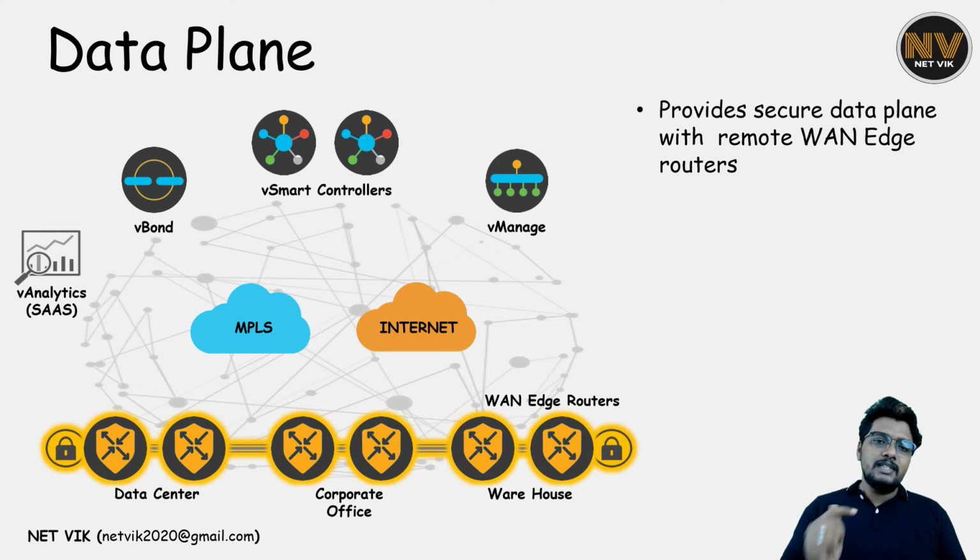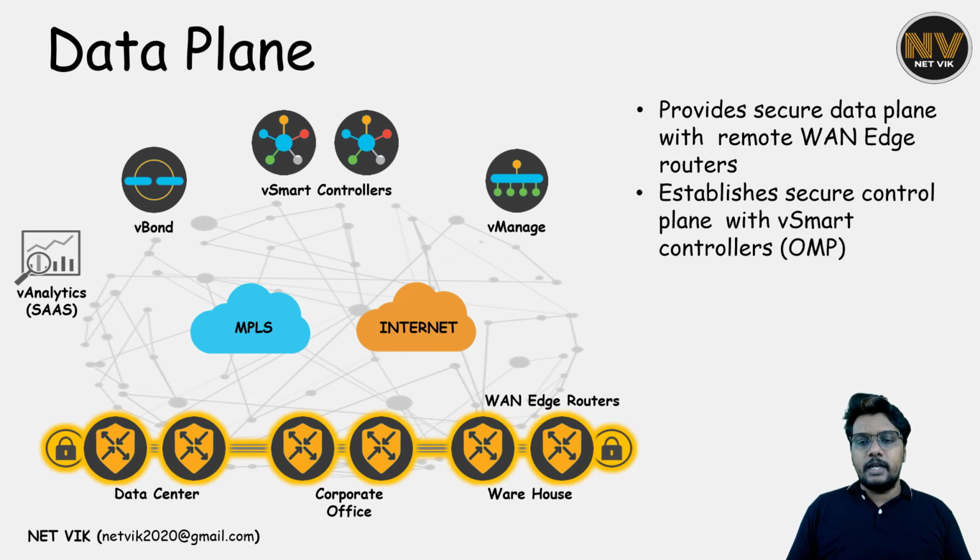Now, provides secure data plane with remote WAN edge routers. The primary role of this WAN edge router sitting in a branch location or in a data center is in the data plane, right? They forward the data packets securely between the sites. The routing and the IPsec key details are shared by the controllers to these WAN edge routers, as we already discussed in the previous slides.